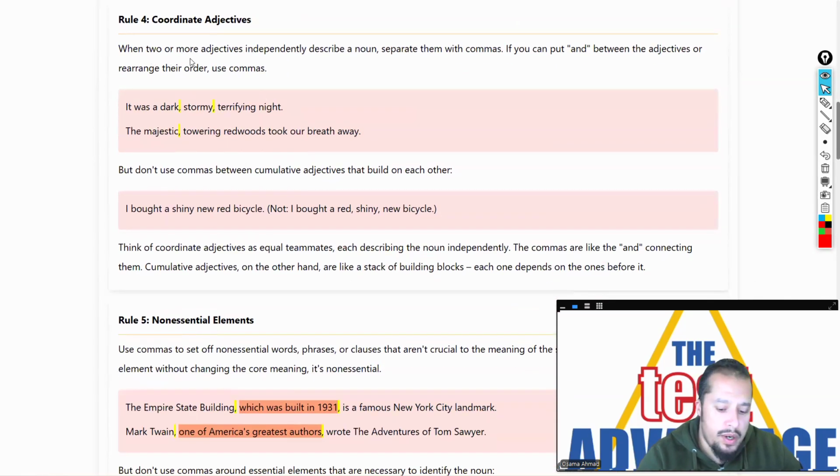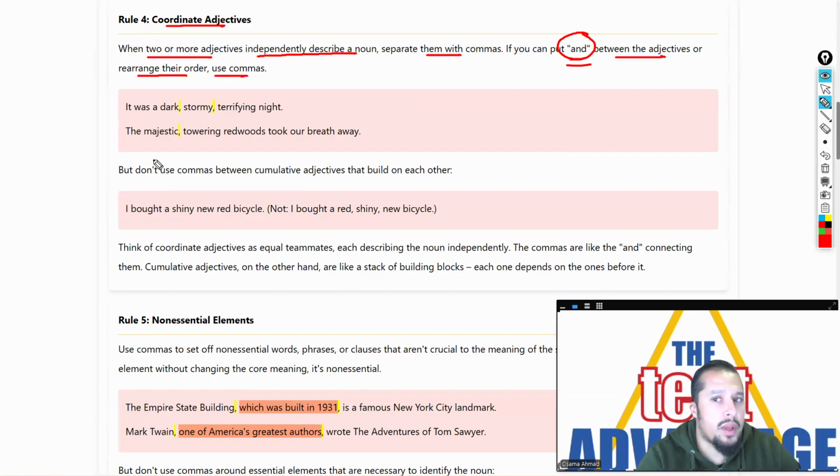A little bit rarer, the comma with coordinate adjectives. Coordinate adjectives means adjectives that are similar to each other, or adjectives at the same level. And how do we know? There's a test you can do, okay? When 2 or more adjectives independently describe a noun, separate with commas. So meaning, if you can put the word and between the adjectives or rearrange their order, use commas, okay? For example, here: it was a dark, comma, stormy, comma, terrifying night. This is an adjective, this is an adjective, this is an adjective.